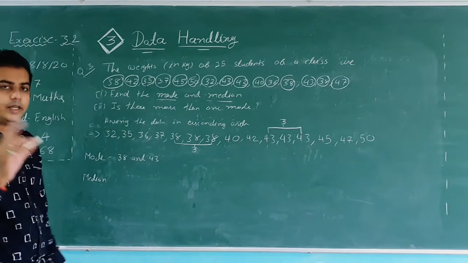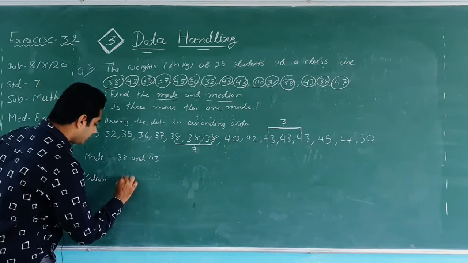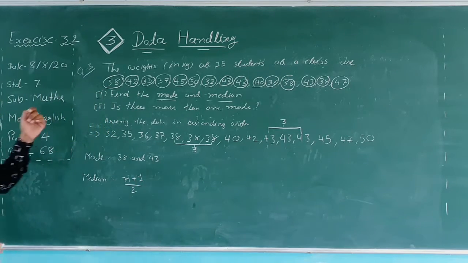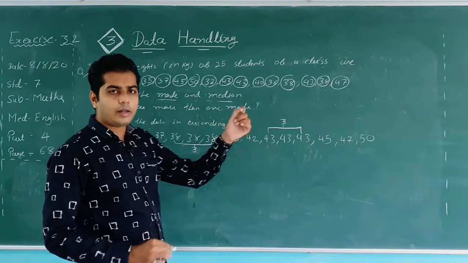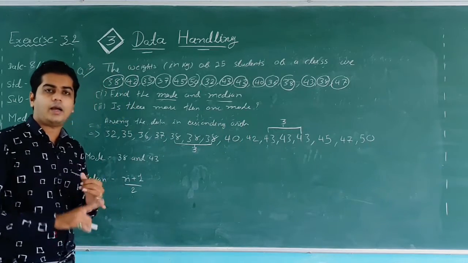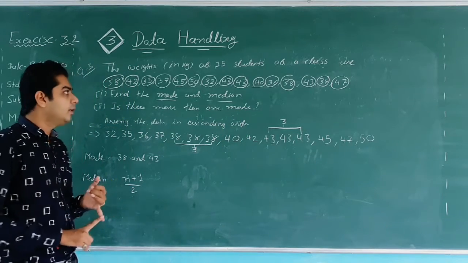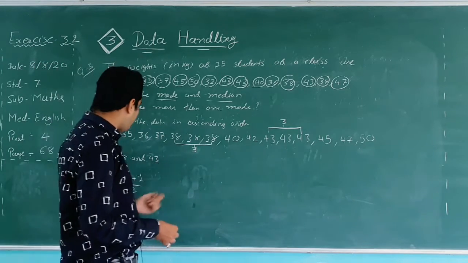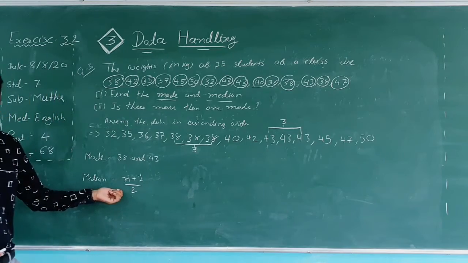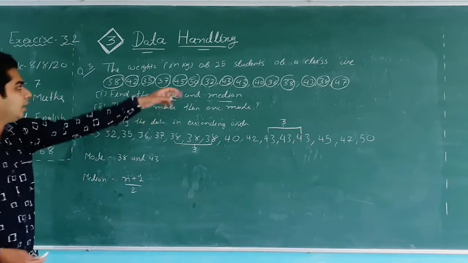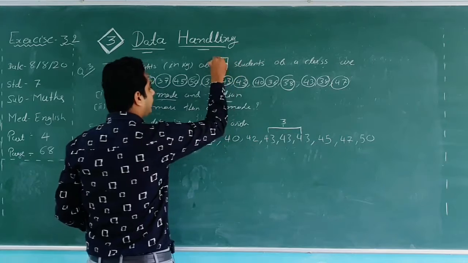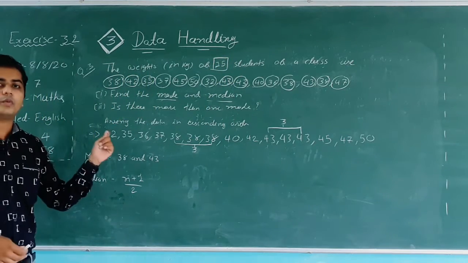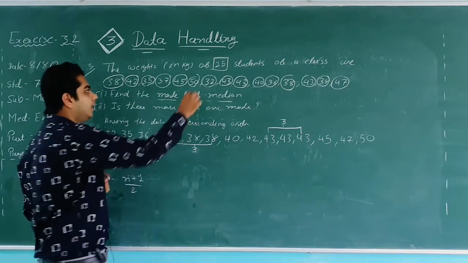See, for the median there is one formula: n plus 1 divided by 2. If the data is given in an odd number, meaning 3, 5, 7, 9, 11, only then can you use this formula; otherwise you cannot use this formula. So here the data is given in an odd number. How many students' data is there? 15 is an odd number, so you can use this formula. On even numbers this formula will not apply, on even data it will not apply.